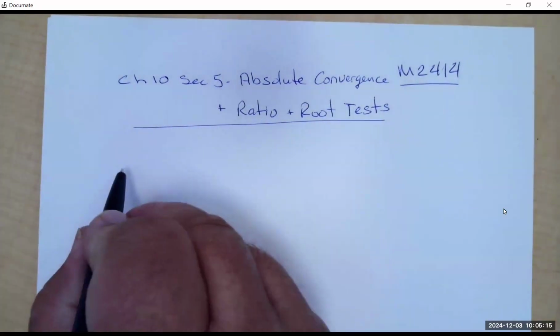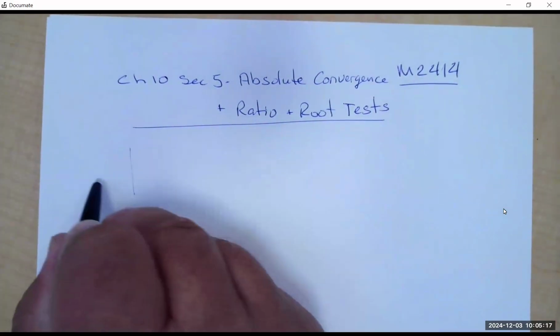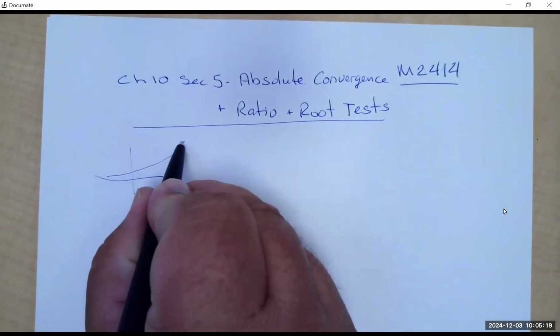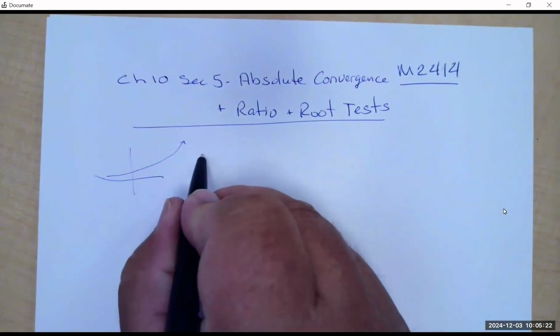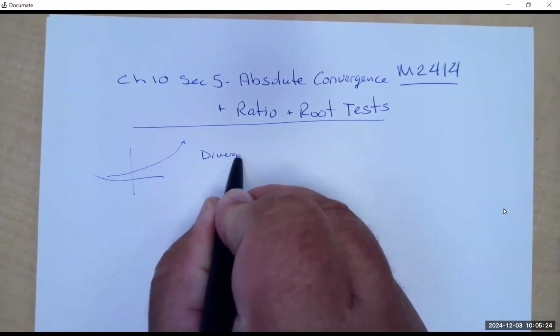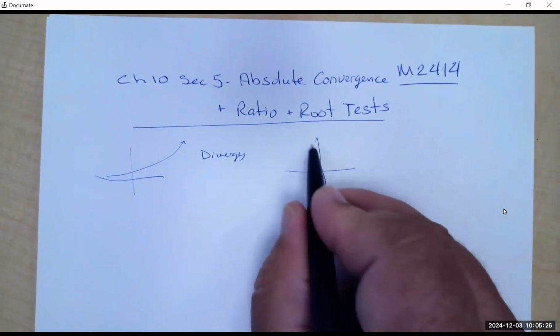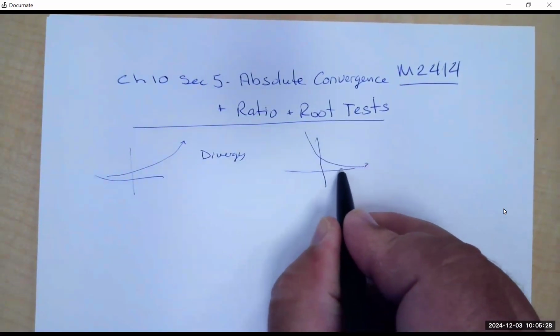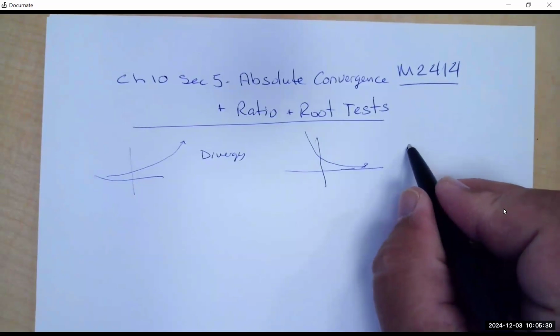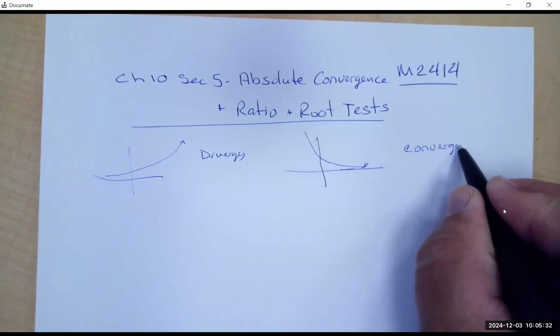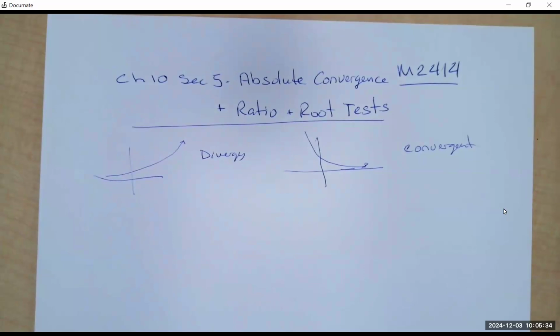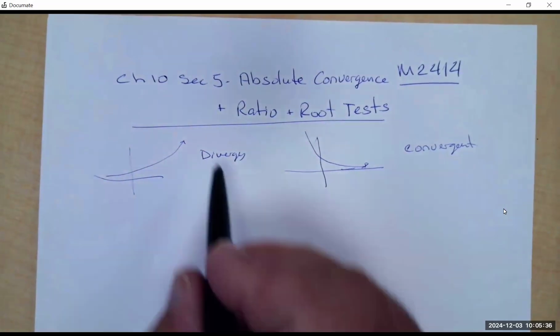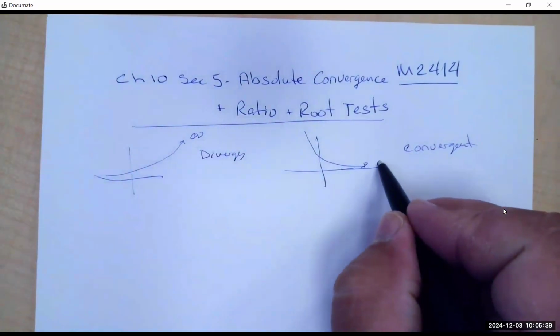In other words, for example, if a function is increasing, it diverges. If it's decreasing, it's convergent because it's approaching a specific number. This way it's going to infinity. This one's going down to 0.